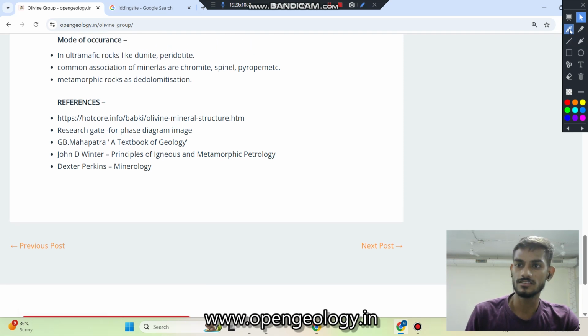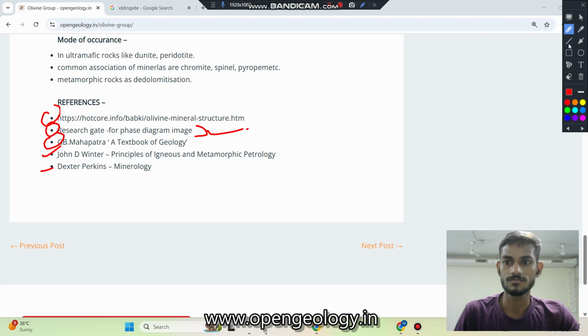These are a few references. You can go with ResearchGate. I have taken the phase diagram, G.V. Mahapatra, Winter, Dexter Perkins, and a few other online researches.